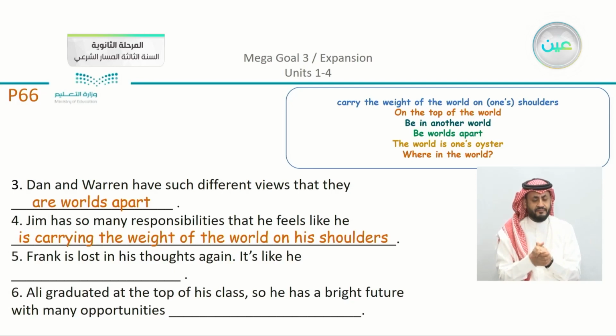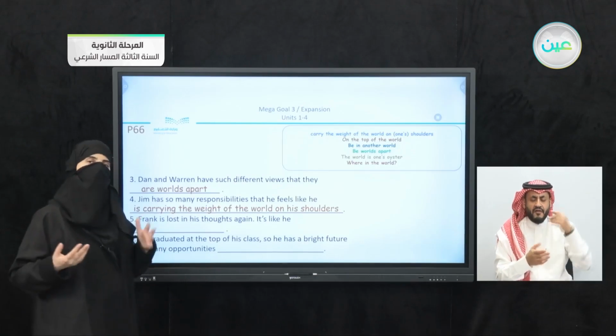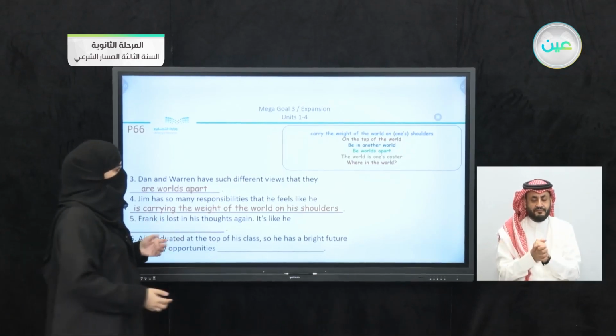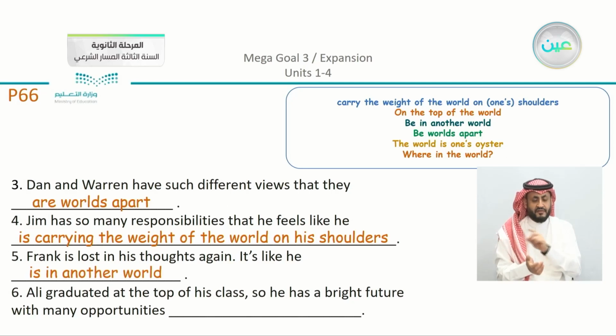We have number 5, Frank is lost in his thoughts again. It's like he... Now the keyword here is lost in his thoughts. So you can say that it's like he is in another world. Number 6, Ali graduated at the top of his class, so he has a bright future and many opportunities. Your keyword is going to be future, bright. So we have here the world is his oyster.